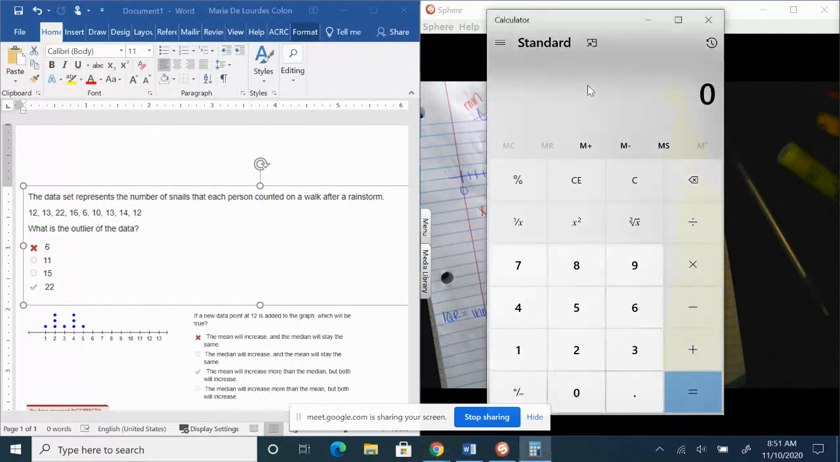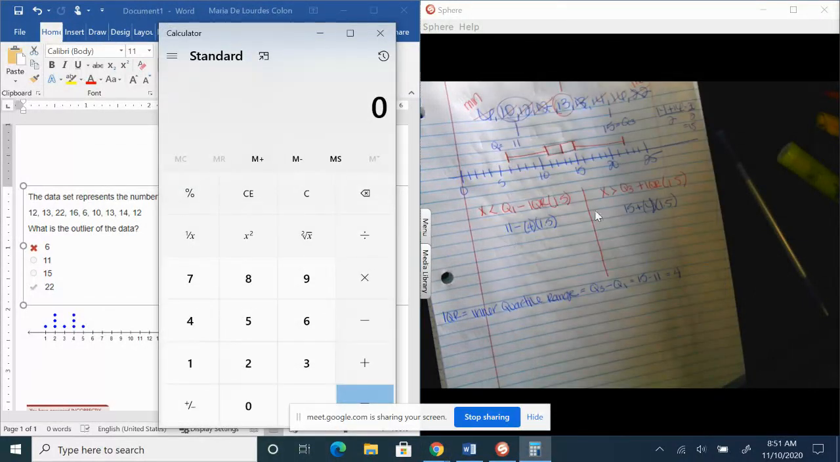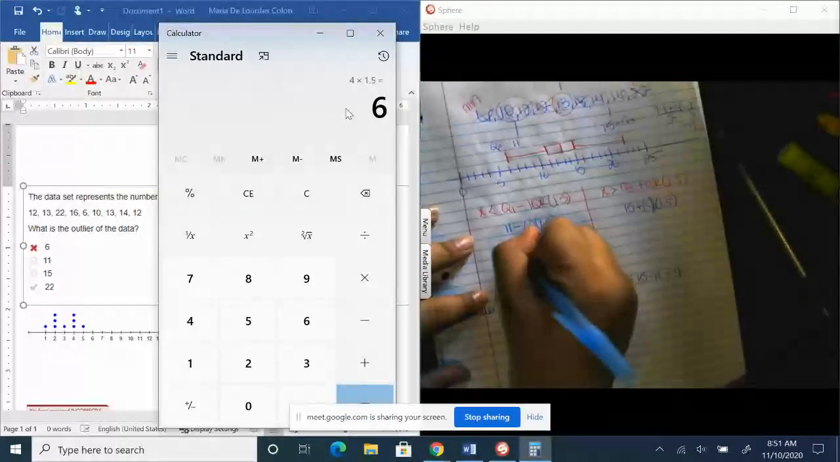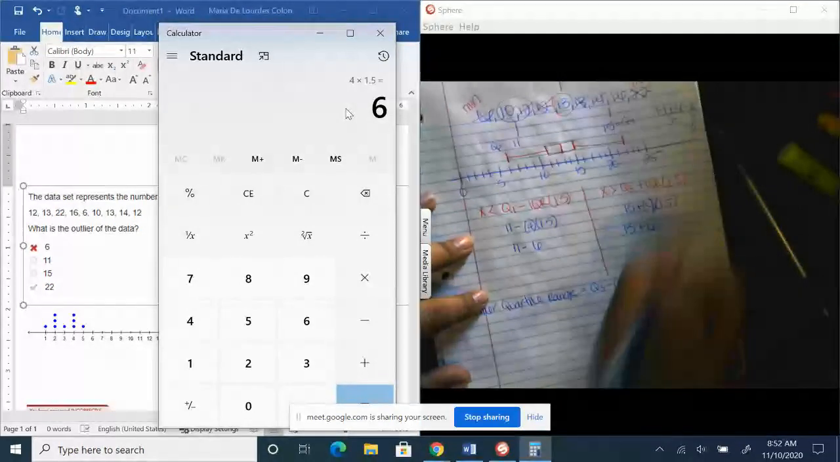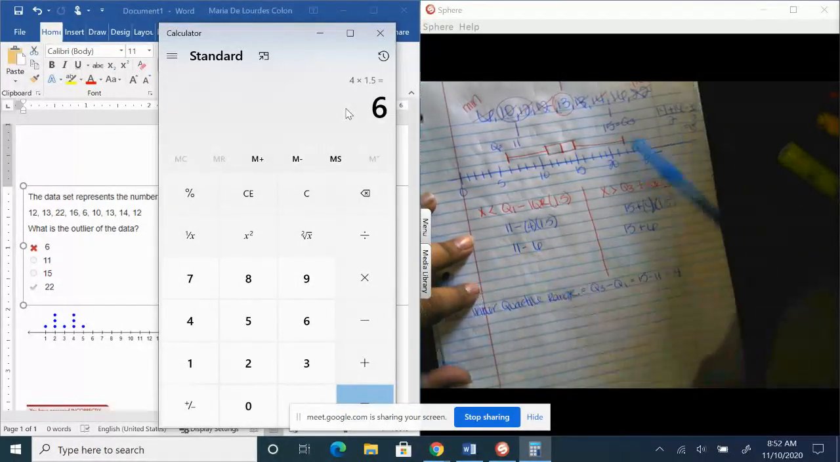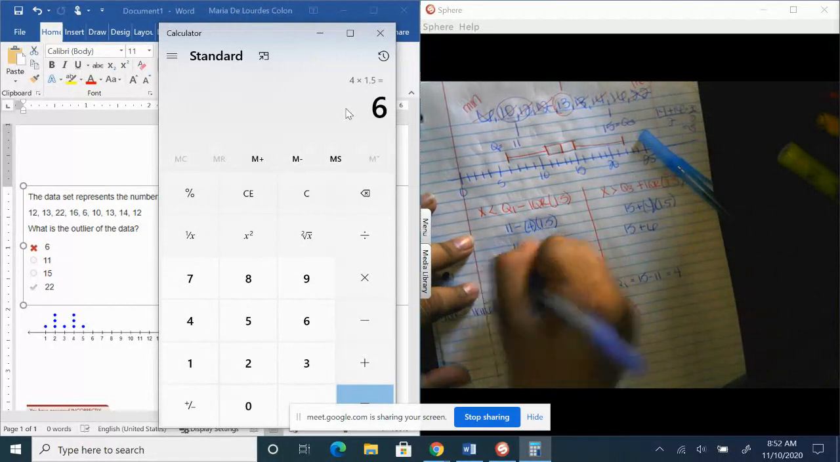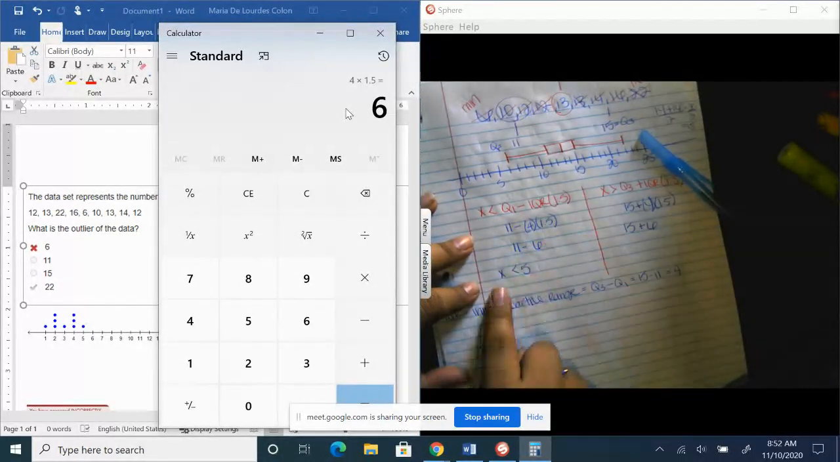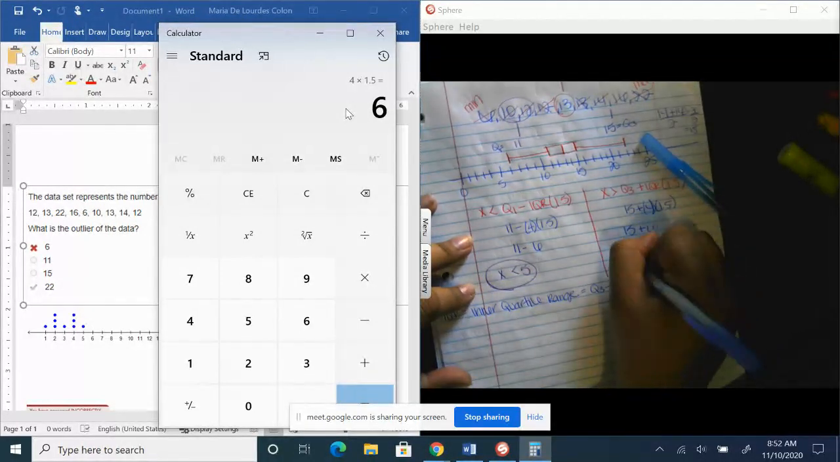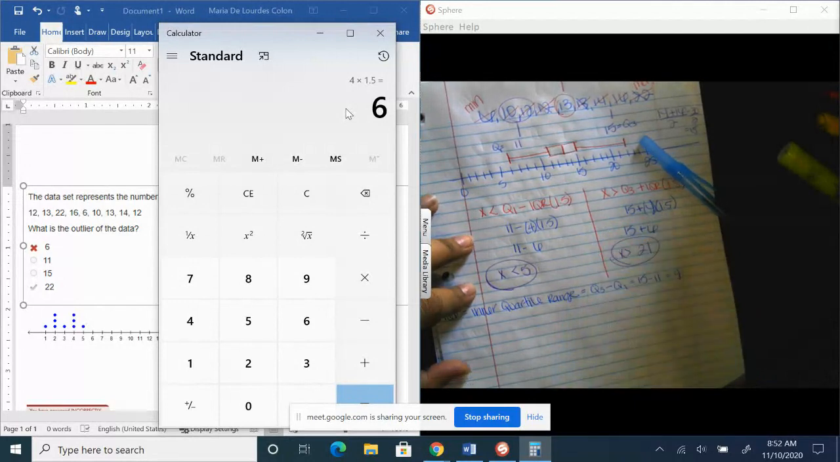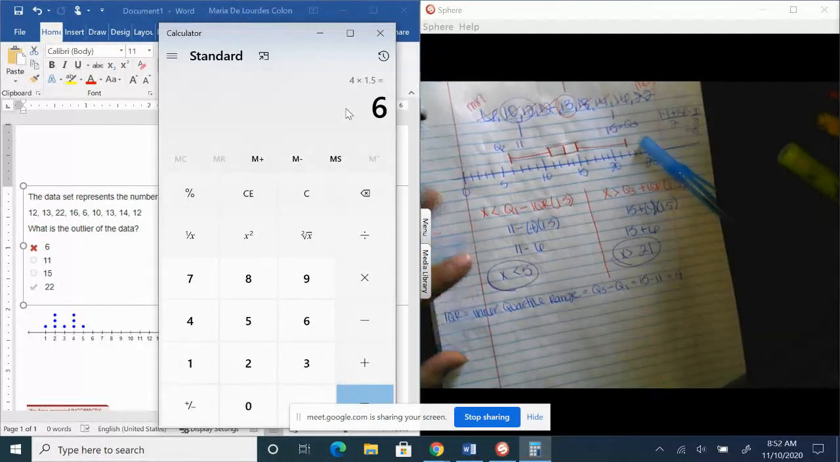So now, whenever we're doing this part, first we need to do the multiplication. We have 4 times 1.5, so that we have 6. So it's 11 minus 6 and 15 plus the 6. 11 minus 6, here we get 5. So any number that is less than 5 is an outlier. Here, 15 plus 6 is 21. Any number that's greater than 21 is an outlier. So that's how we know if we have an outlier or not.